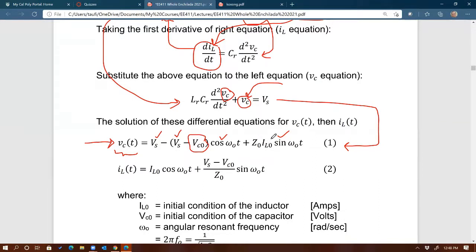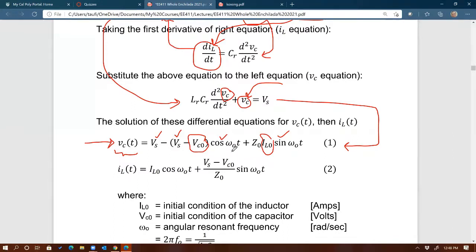Turns out that this equation also depends on IL naught. What is IL naught? That's the initial condition of the inductor. So if the inductor has an initial flux, right, and then translate it into current, IL naught, then that IL naught appears in this equation.